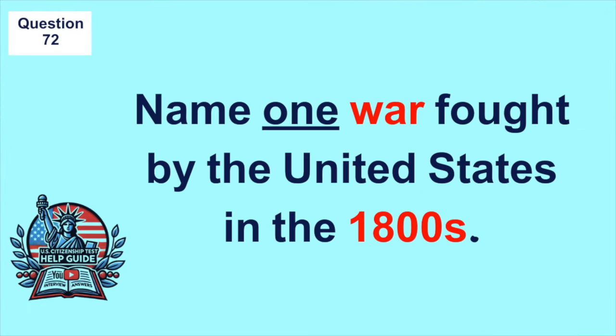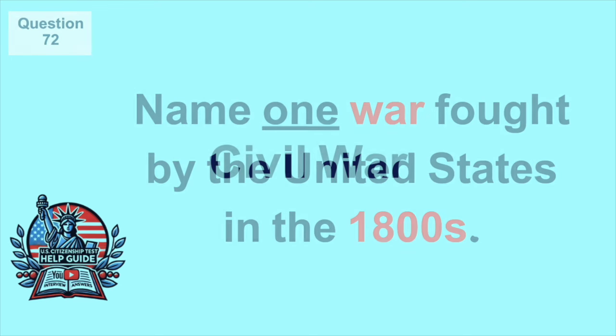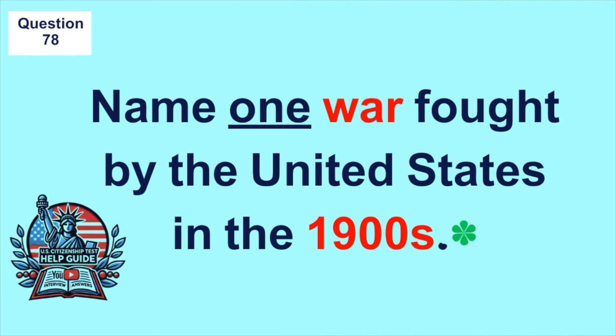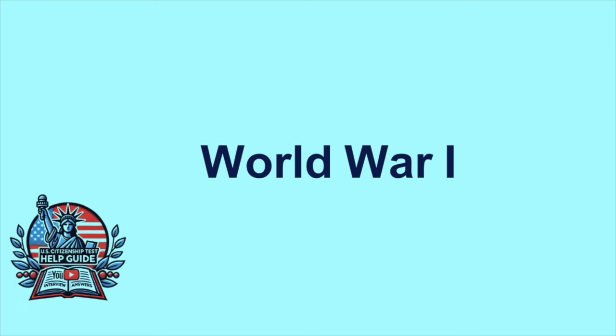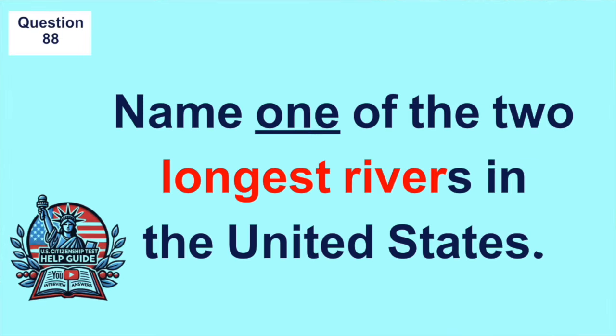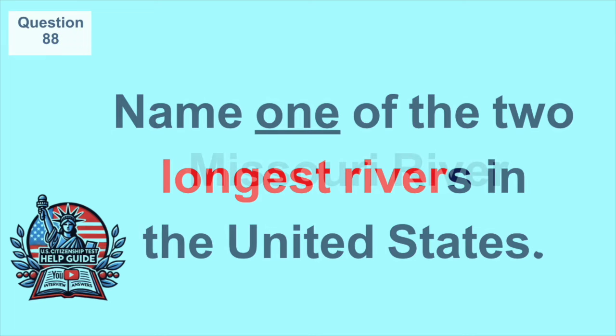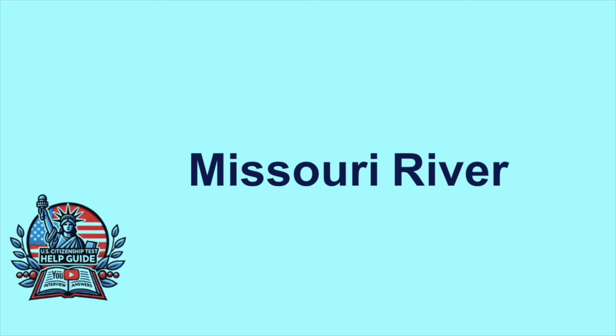Name one war fought by the United States in the 1800s. Civil War. Name one war fought by the United States in the 1900s. World War I. Name one of the longest rivers in the United States. Missouri River.